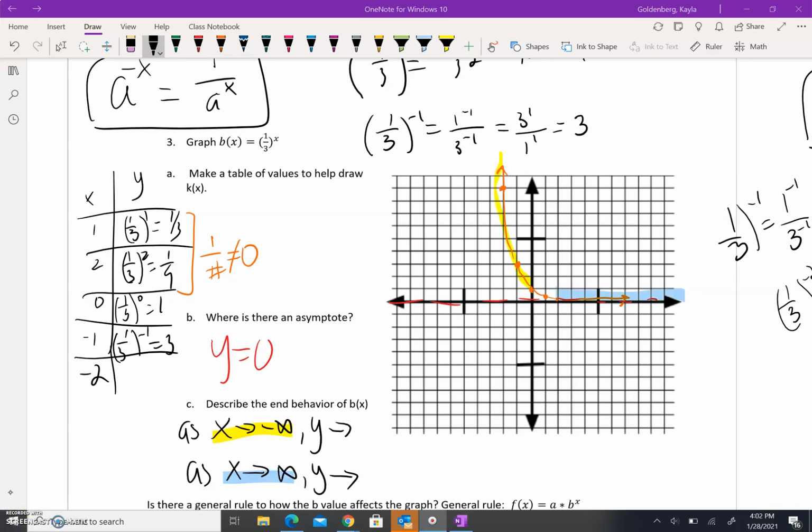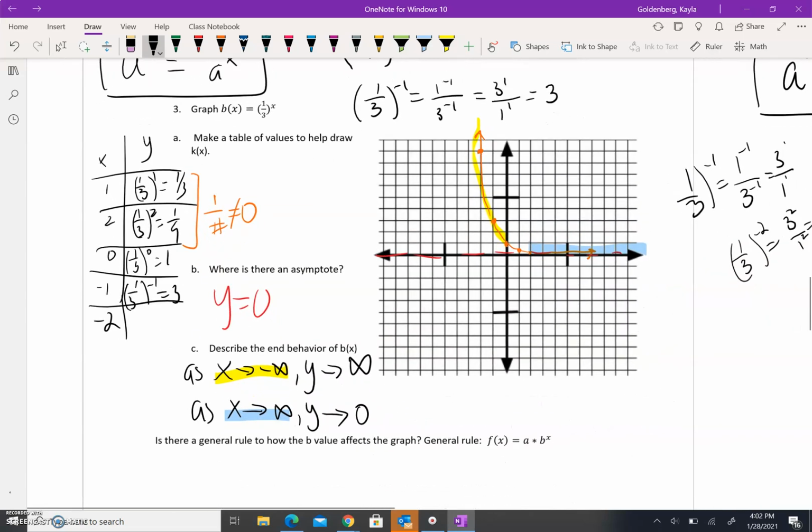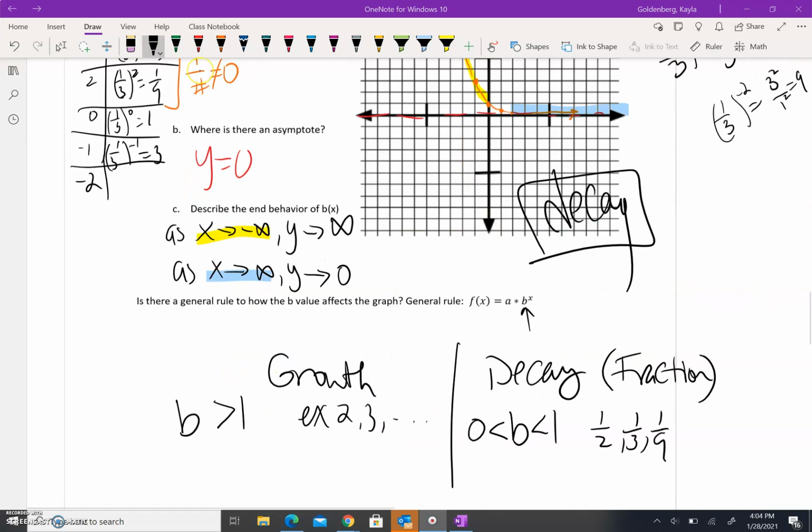Okay, so as x gets towards negative infinity, y is continuing to increase towards infinity. As x increases towards positive infinity, y is getting really close to 0. It's hugging that asymptote. And then our general rule for which functions will give us growth, like the first one, compared to decay, like the second one, is what value b is. So take a look at the different options.